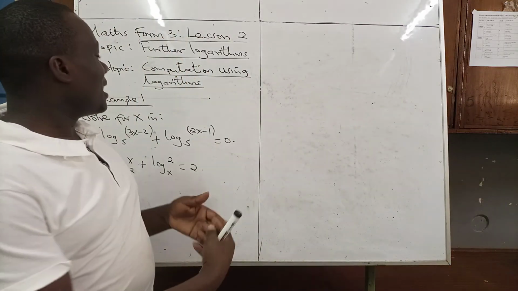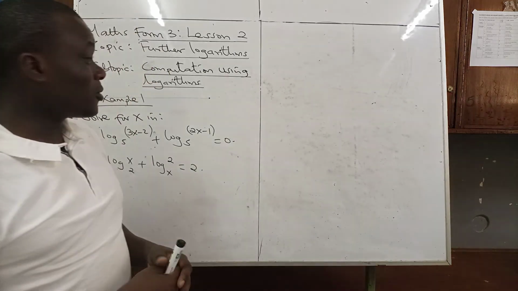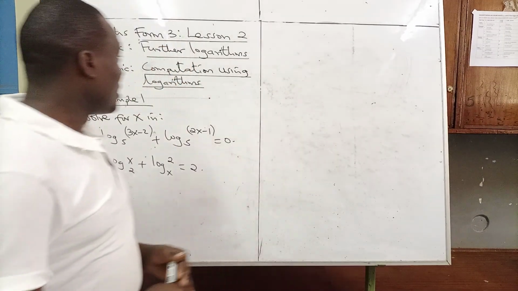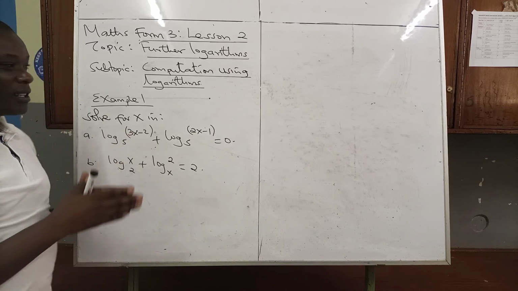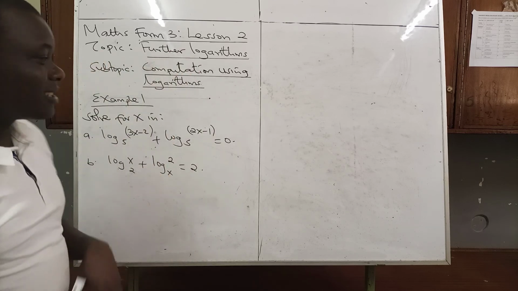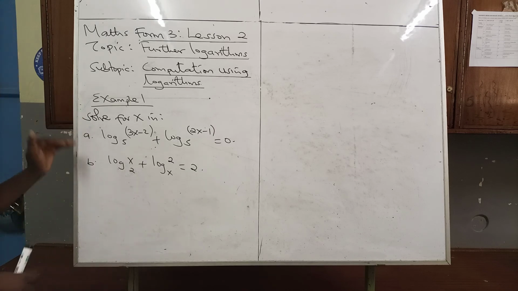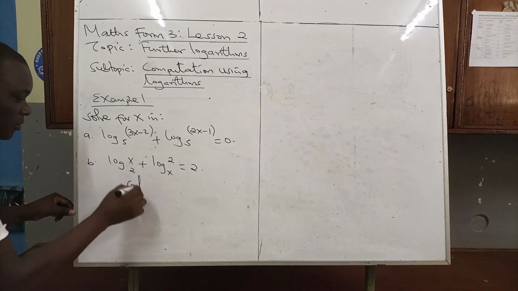So today we are going to look at further logarithms, which is a continuation lesson of what we discussed last time. So that's why I've written example 1. I've gone direct to examples because in our previous lesson, I gave you the basic knowledge on further logarithms. So I've written 2 examples here. From these particular examples, we are going to achieve our objective of computing using logarithms. So let's go direct to calculations.